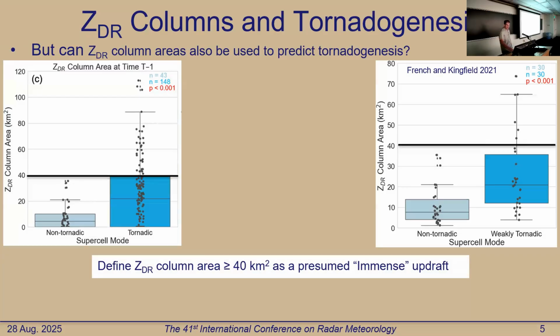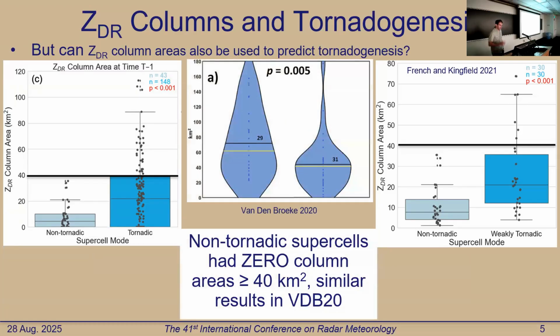So for the purposes of study, let's call these ZDR columns that are greater than 40 square kilometers immense ZDR columns, or presumed immense updrafts in supercells. And then we can say we had 0 immense ZDR columns in the non-tornadic cases.